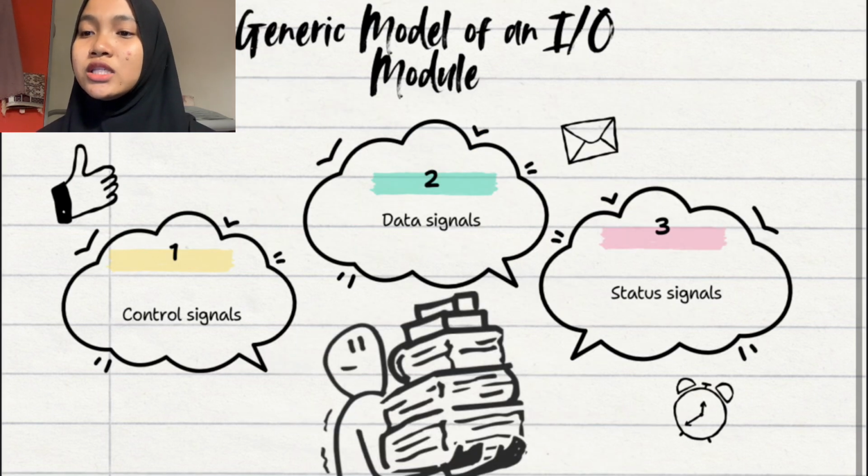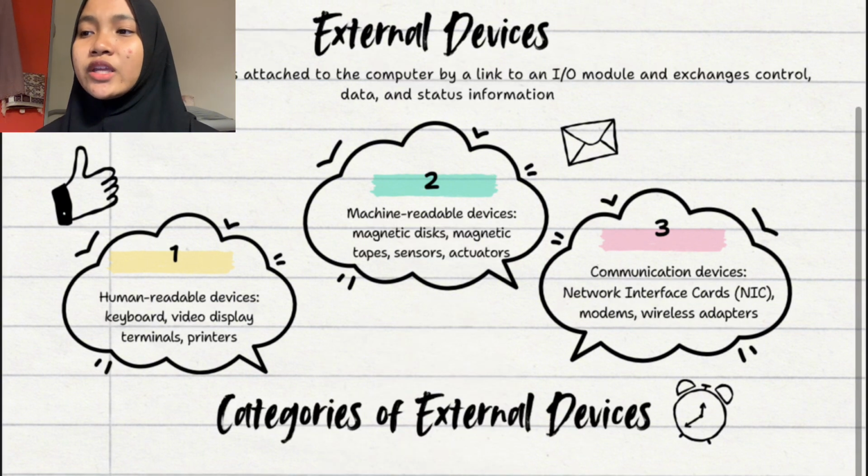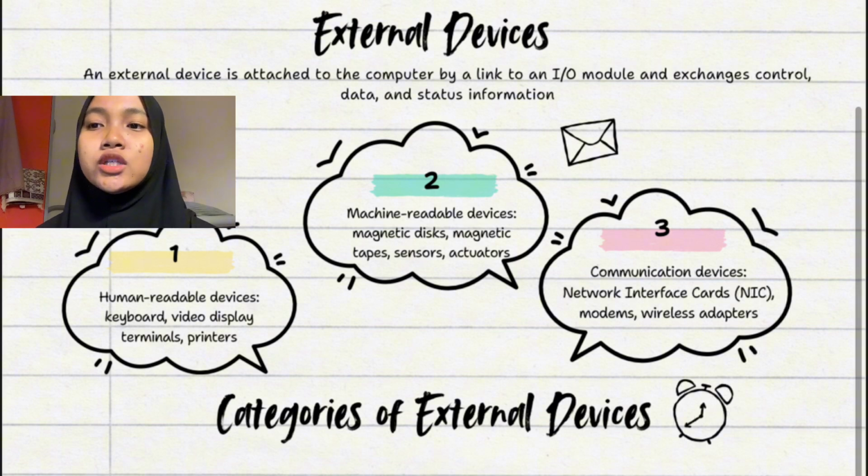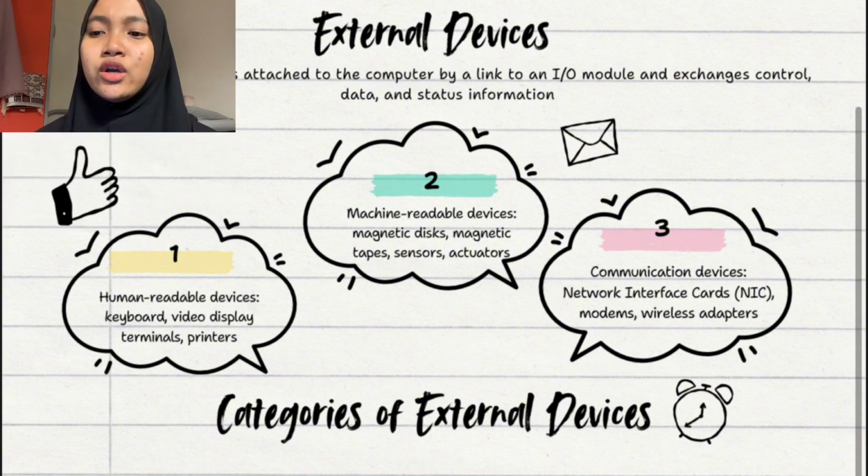First, we have control signals. Second, data signals. And third, we have status signals. So what are external devices? An external device is attached to the computer by a link to an I/O module and exchanges control, data, and status information. So what are the categories of external devices?